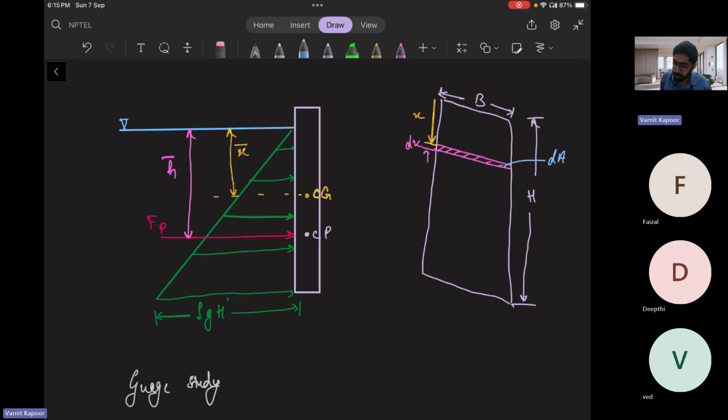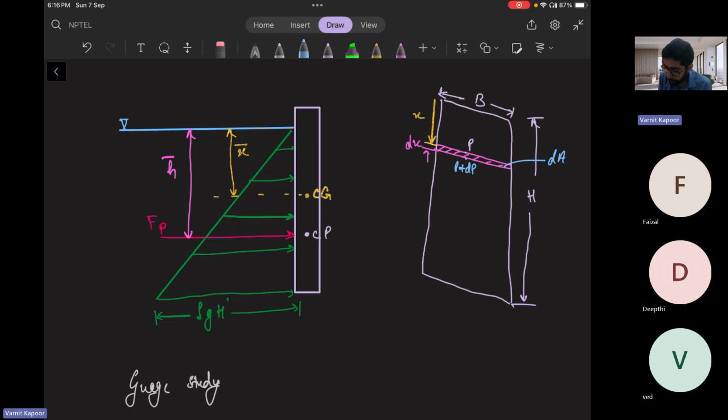There is a hydrostatic pressure acting. Suppose the pressure at this point is P, and the pressure at this point is P plus dP, an elemental change in the pressure. Just carefully listen to this complete story, then you will understand what is happening and how we are getting the values. Because of the pressure change, there will be a pressure force.